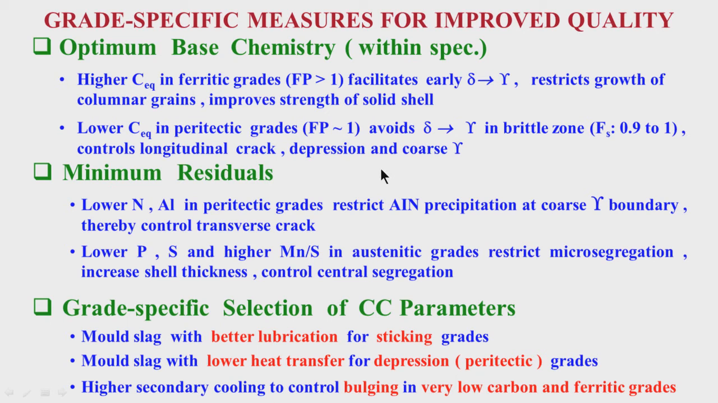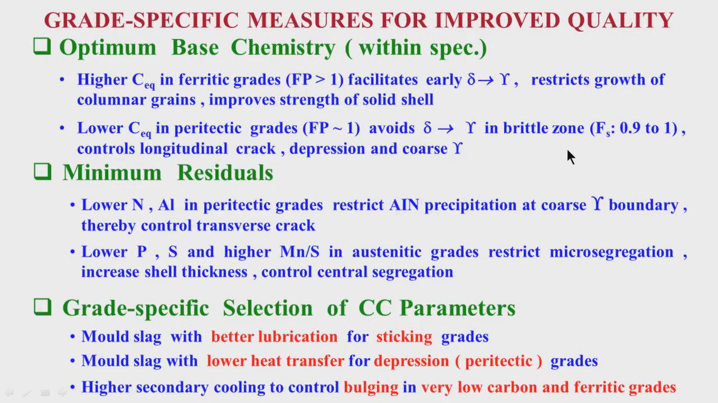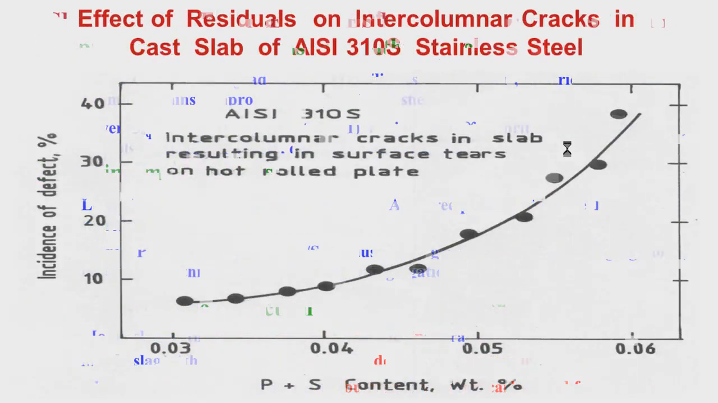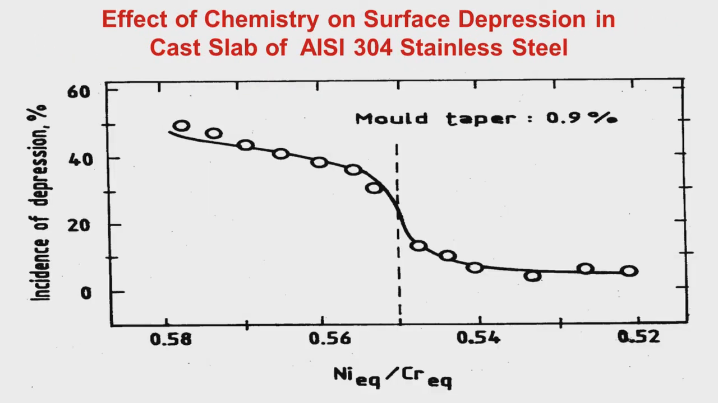Then I have talked about base chemistry. What should be the optimum base chemistry within specification? This is very important. All steel grades have a specification which is designed based on the application requirement, but there is a range for all the alloying elements. So, within the specification range, it is always possible to do minor adjustment of chemistry, and I have given you an example of how minor adjustment of chemistry can give much better quality.